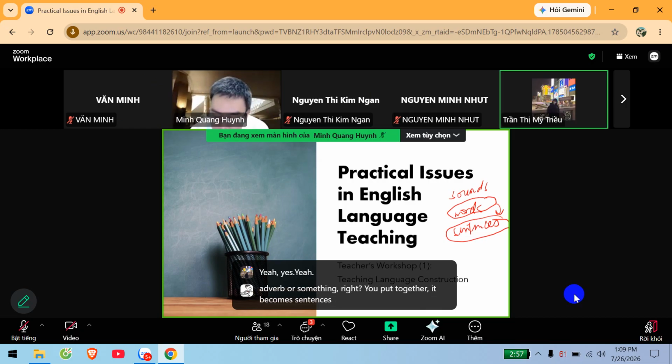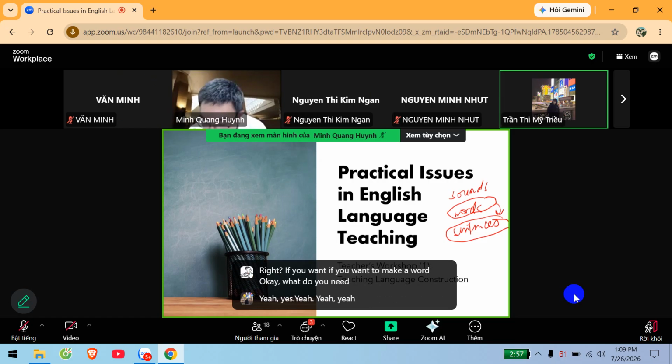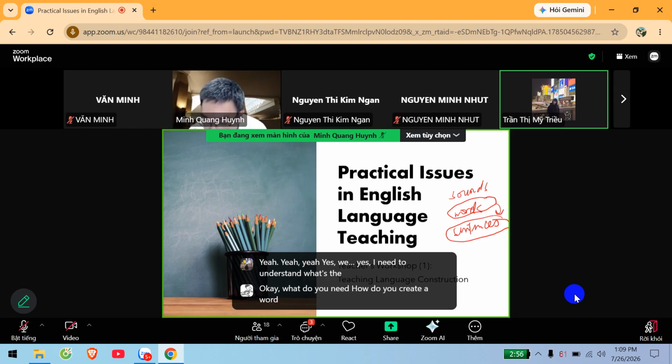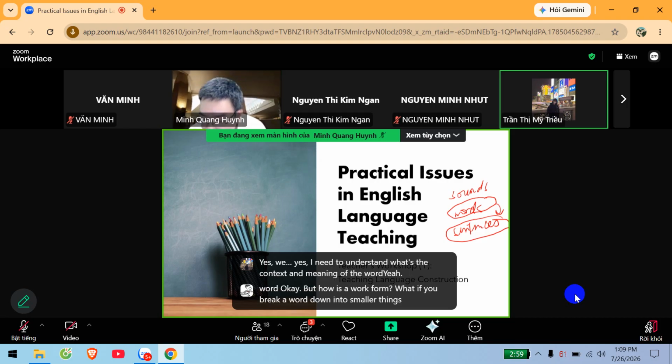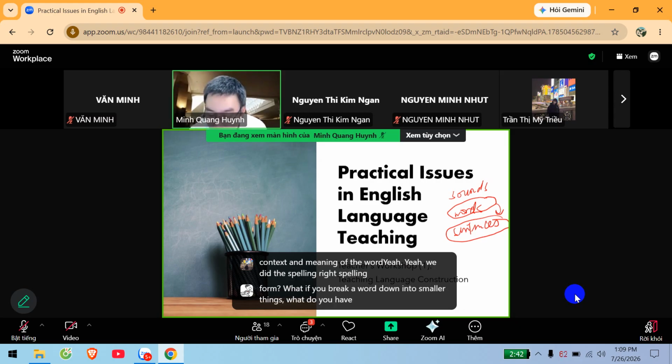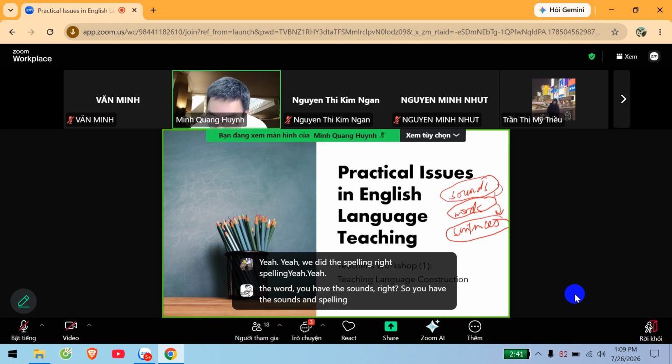If you want to make a word, what do you need? How do you create a word? Yes, I need to understand the context and meaning of the word. Okay. But how is a word formed? What if you break a word down into smaller things? What do you have? We need spelling. Yes, you have the spelling, and if you want to say the word, you have the sounds, right? So you have the sounds and spelling, and then you create a word.